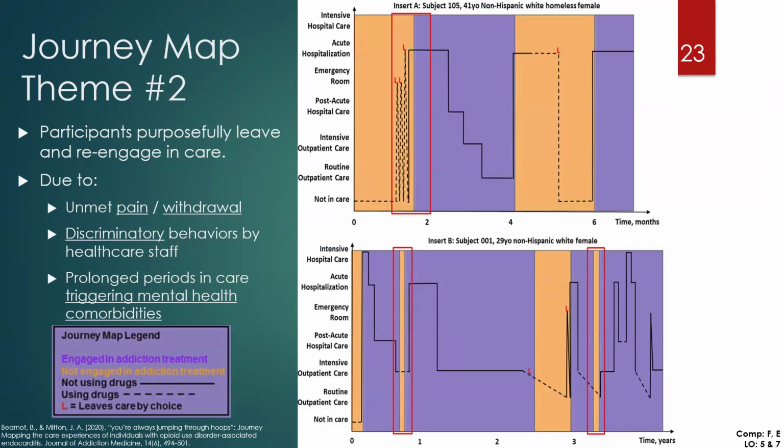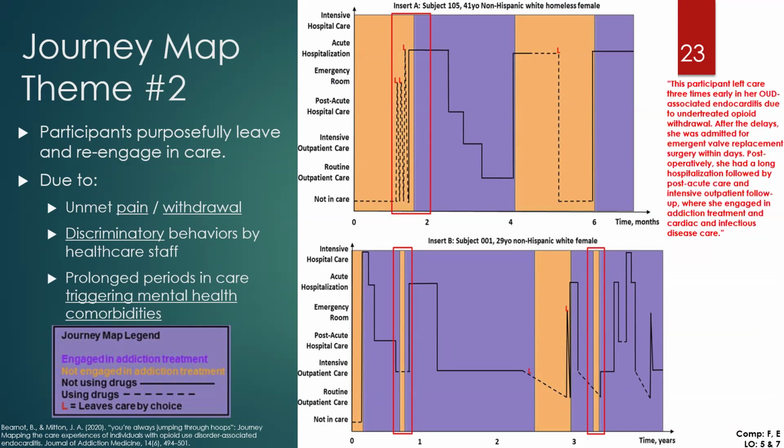So theme number 2, they left care due to unmet pain needs, unmet withdrawal, discriminatory behaviors between healthcare staff, and prolonged periods in care triggering mental health comorbidities. This first patient left care 3 times due to her opioid use disorder and endocarditis due to untreated withdrawals. After the delay, she was admitted to surgery for a valve replacement. And post-op, she had a long hospitalization with post-acute care, intensive outpatient follow-up, where she was engaging in addiction treatment and cardiac and infectious disease care.